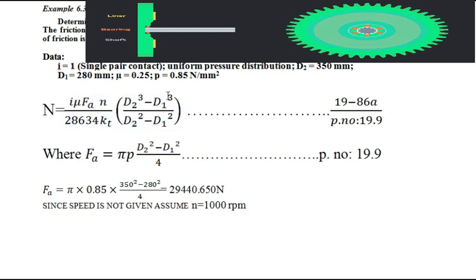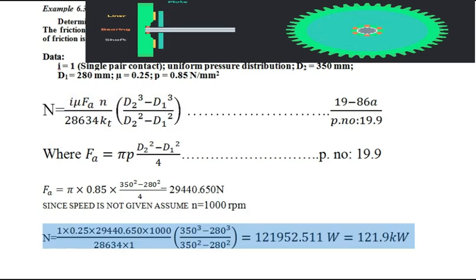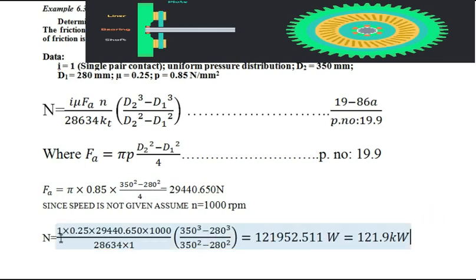Substitute in this formula and you will get the power. This is the substitution we have done. In terms of watt it is obtained, and we can convert it to kilowatt, which is about 1.9 kilowatt.